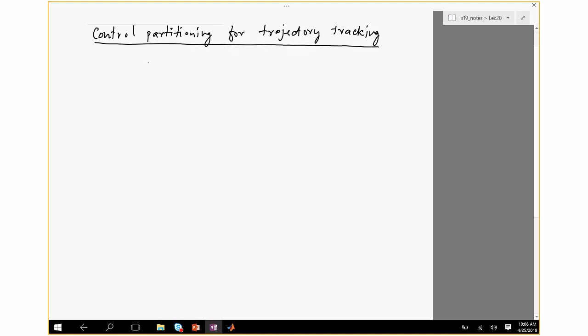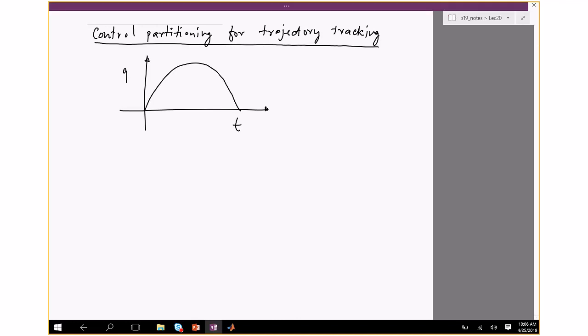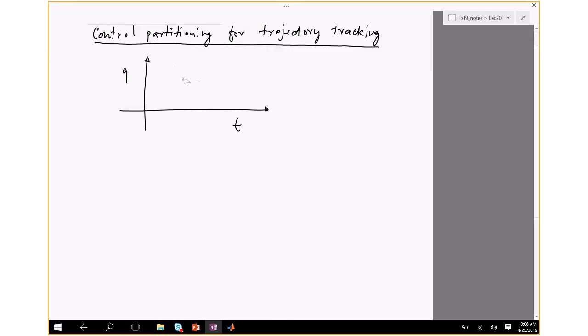Okay, so q as a function of time is given. Draw this in red. The goal is to track this trajectory. Let's call that QD, the desired trajectory, and a well-designed system will track that trajectory exactly. That's what you wanted to do.